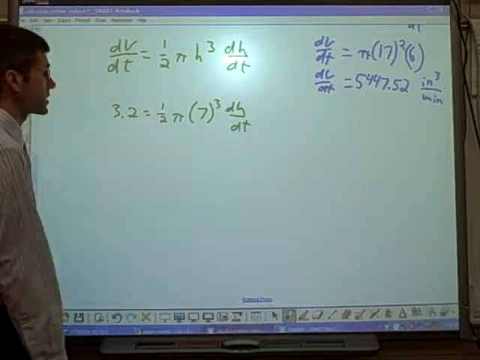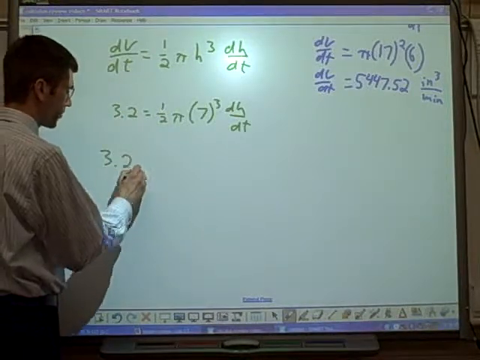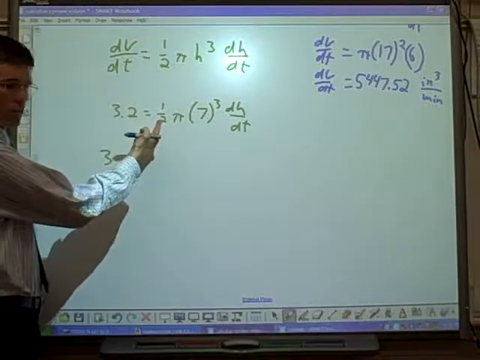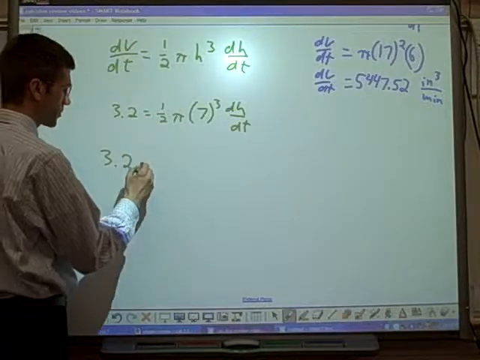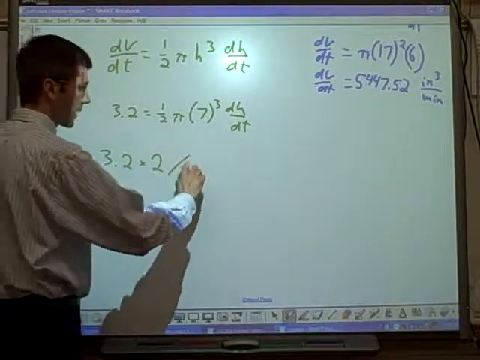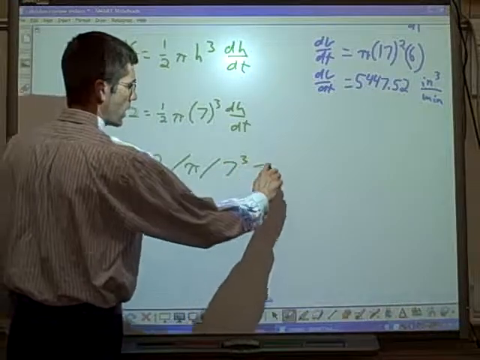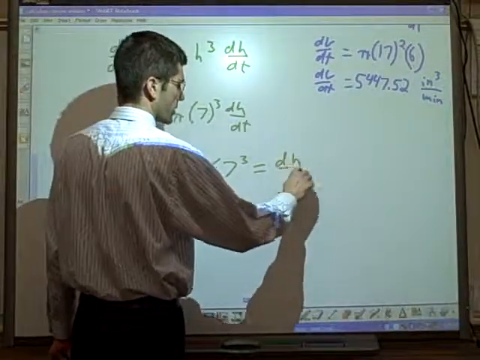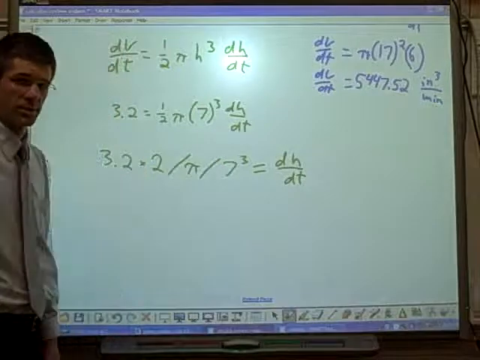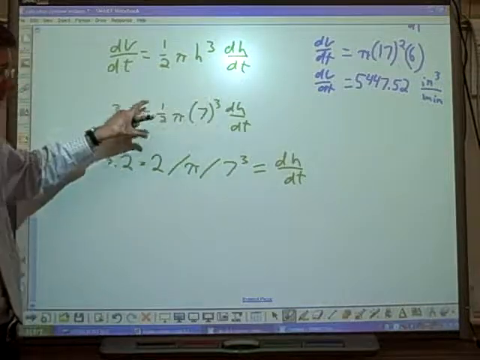So in a situation like this, my recommendation, the best thing to do is to type this, 3.2. Flip that over, we need to multiply by the reciprocal. 3.2 times 2. We would need to divide by pi. We would need to divide by 7 cubed, and whatever we get is our answer. Now I'm not going to worry about the actual answer. I was just showing you what to do in the calculator to make your life a little bit easier when you're solving for something on this side and all that mess is in your way.